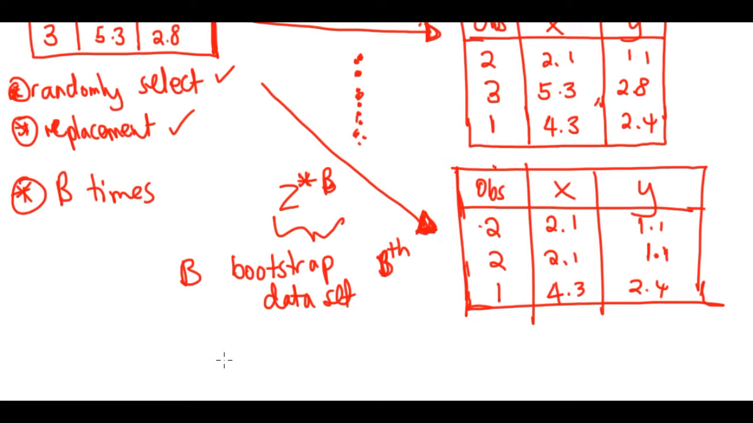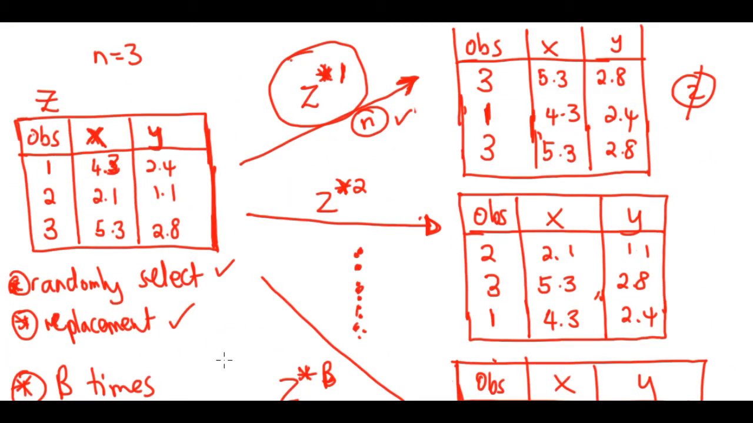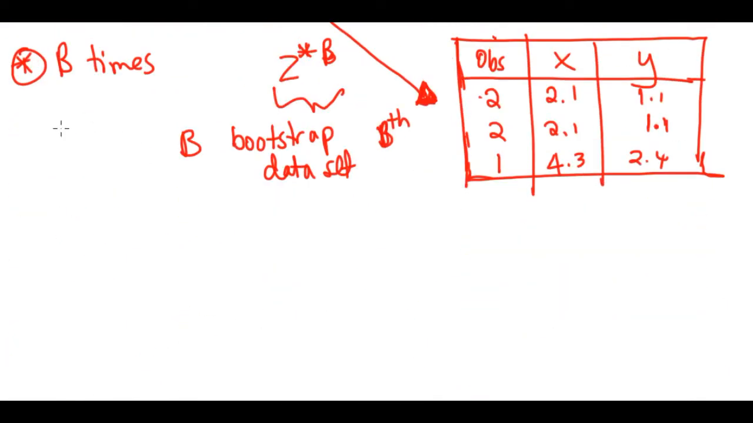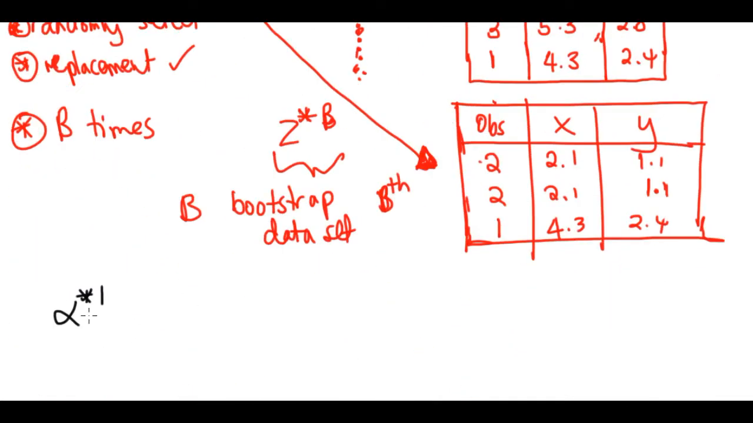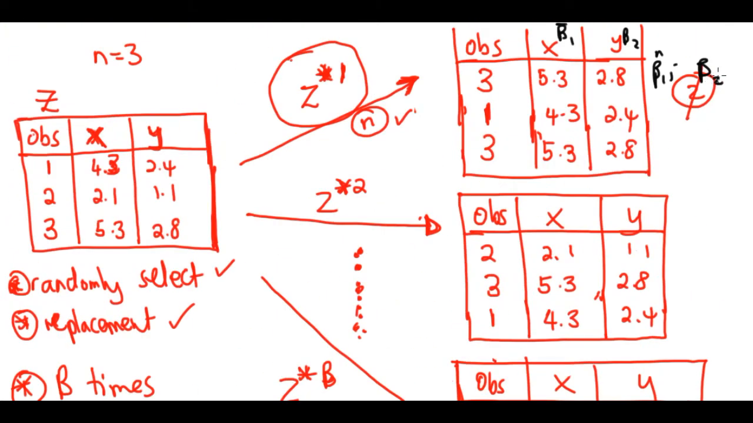Cool. Now that we have B bootstrap data sets, what we can do is, for each one of them, get our estimate for, let's say, our alpha. If we were fitting a linear regression model, we can fit it and get our estimates for beta 1 and beta 2. That's what we're basically saying when I'm saying alpha: it just means any estimator. And this is coming from bootstrap number 1.